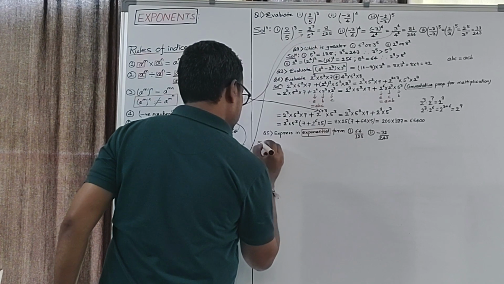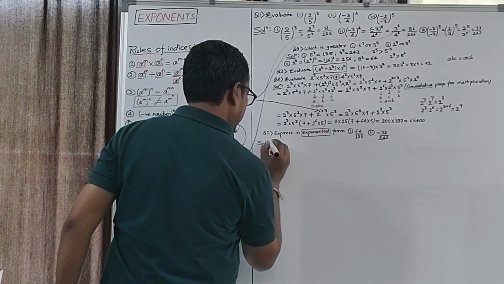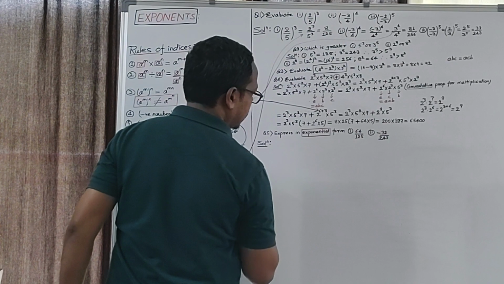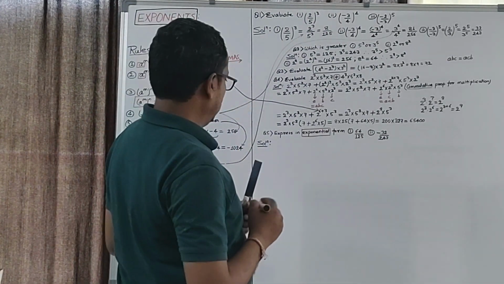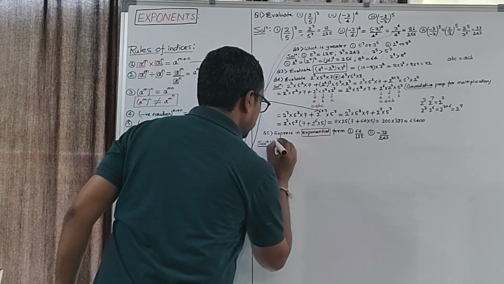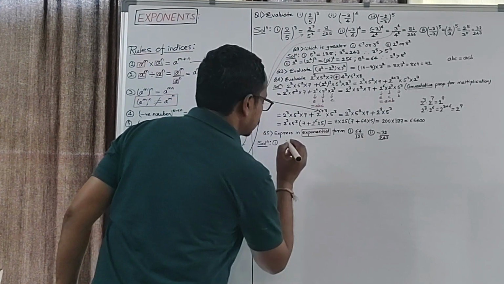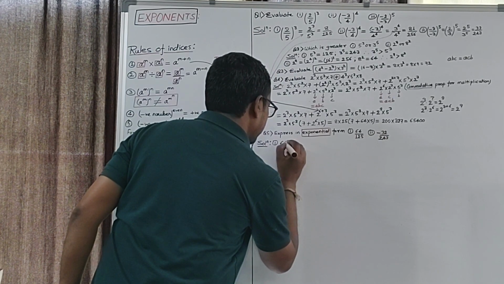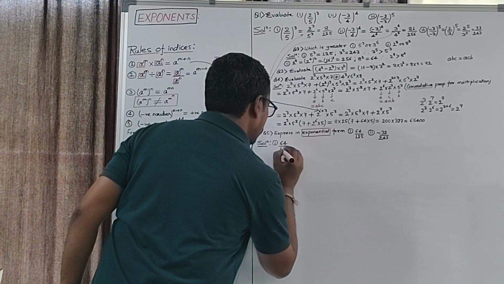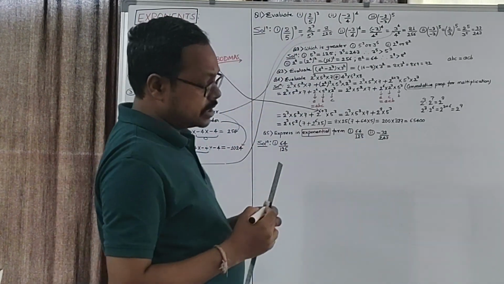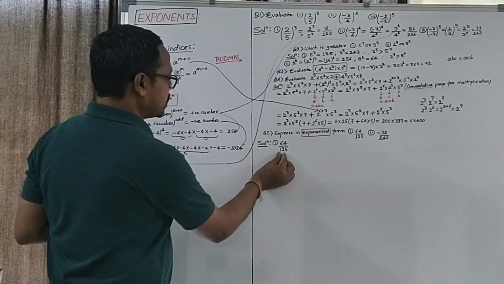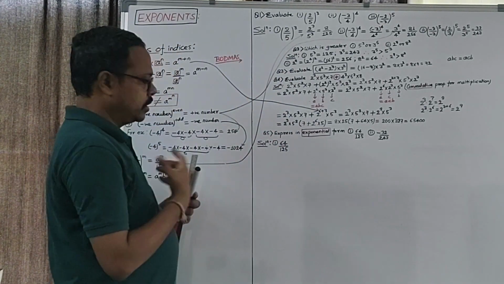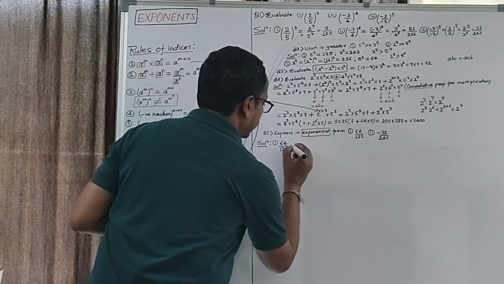So I think the best way is to go through the prime factorization. Okay, solution, first part: 64 over 125. I myself know that 5 cube is 125. So just by seeing this number, I recognized that it is straight away 125.